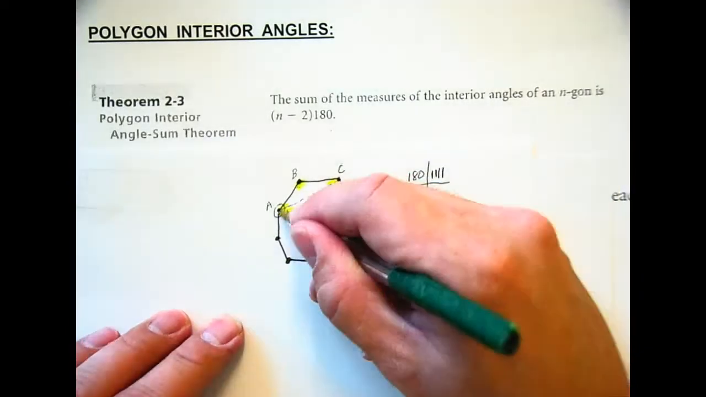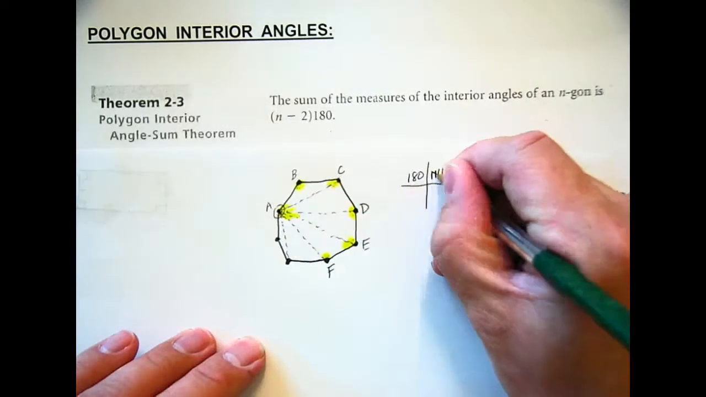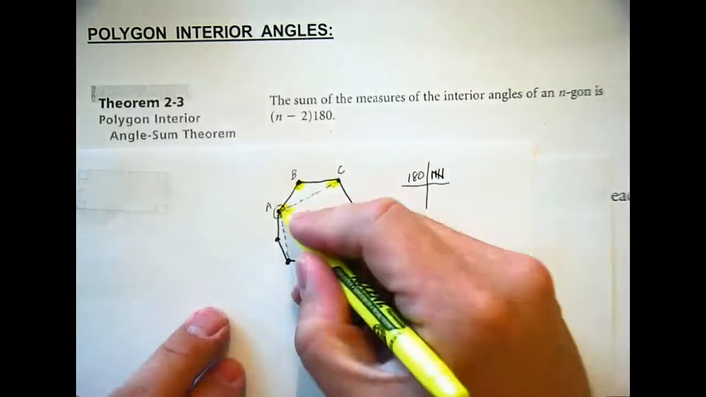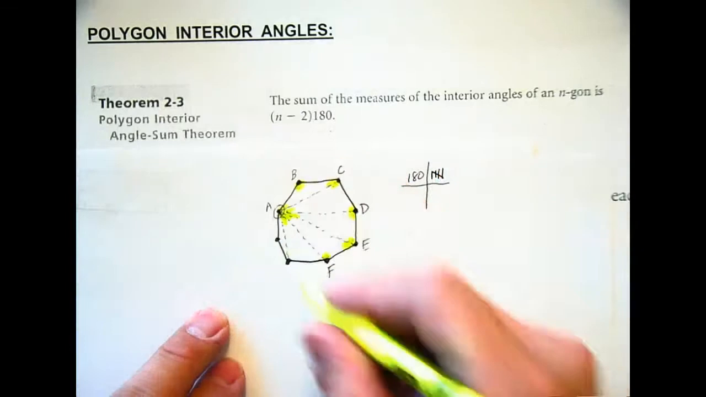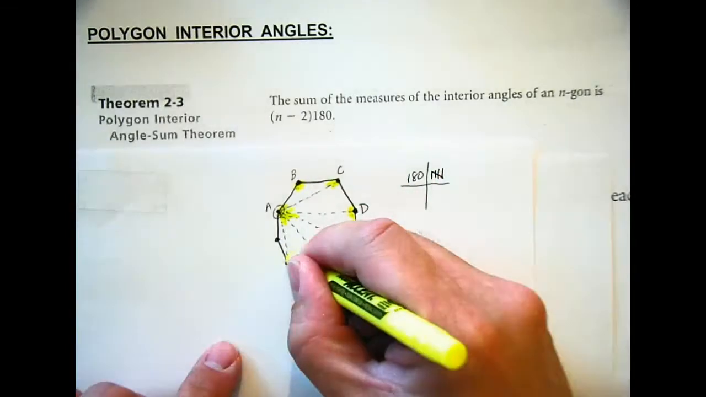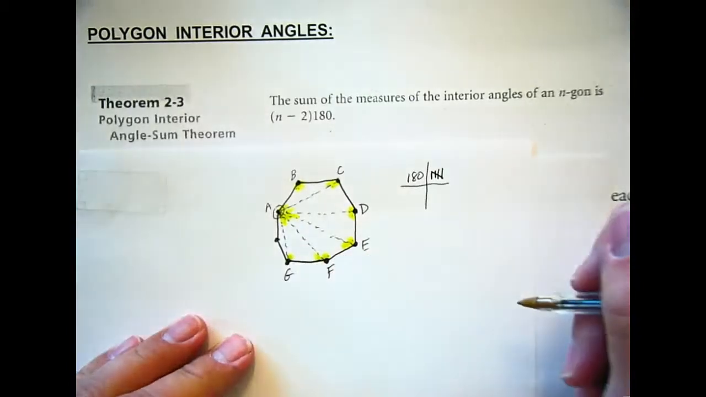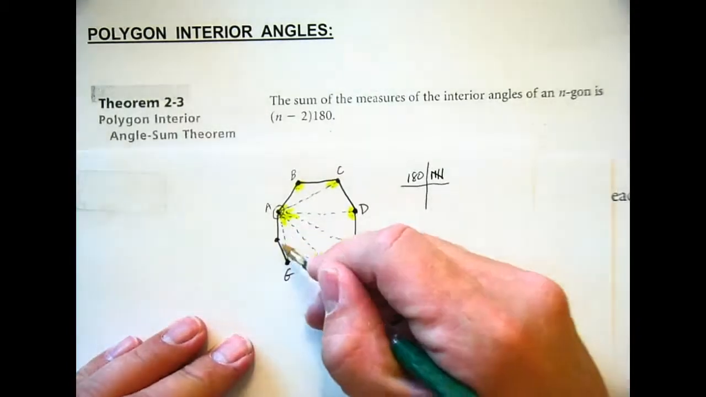If I draw in my other diagonal, notice I get another 180. And I get that piece right there, as well as that piece. So I just finished off angle F, and that piece, which is the first part of angle G. And my last triangle's already drawn for me.